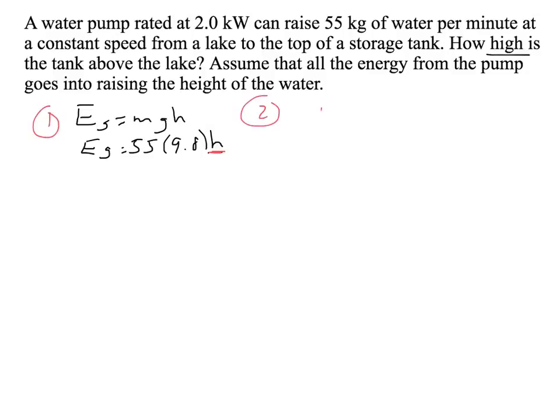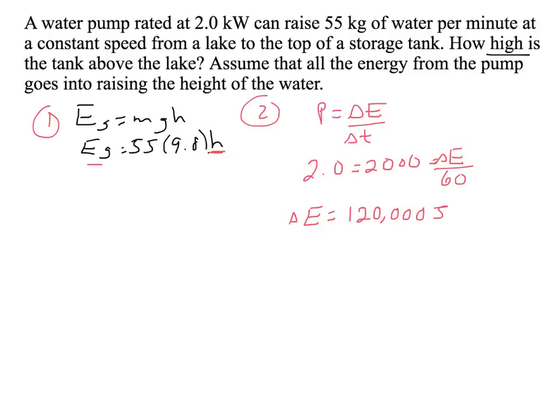Equation 2, power equals change in energy over time. Okay. And keep in mind this energy will be that energy there. Now we know 2.0 kilowatts is going to give us 2,000 watts. And that's going to equal E over our T, which is 60 seconds because it's 1 minute. And that's going to give us an E value of 120,000 joules.